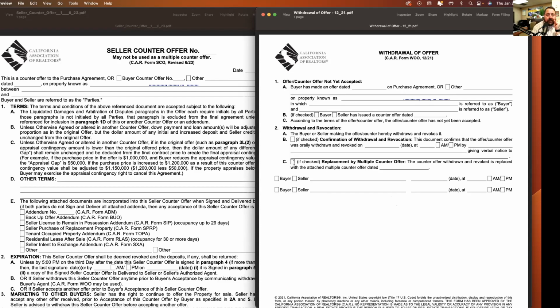And if you're going to replace it with a multiple counter, I just check this box right here and I give them a multiple counter with it. So now I can get everybody involved in the transaction instead of just that original one. Okay, that's the right way to do it. So again, if you don't want to worry about that, you can give yourself some flexibility by using the multiple counter offer. But if you do use a counter offer and for some reason need to change it to a multiple, as long as you call them and send them this prior to them returning it, you can replace it with a multiple counter offer.